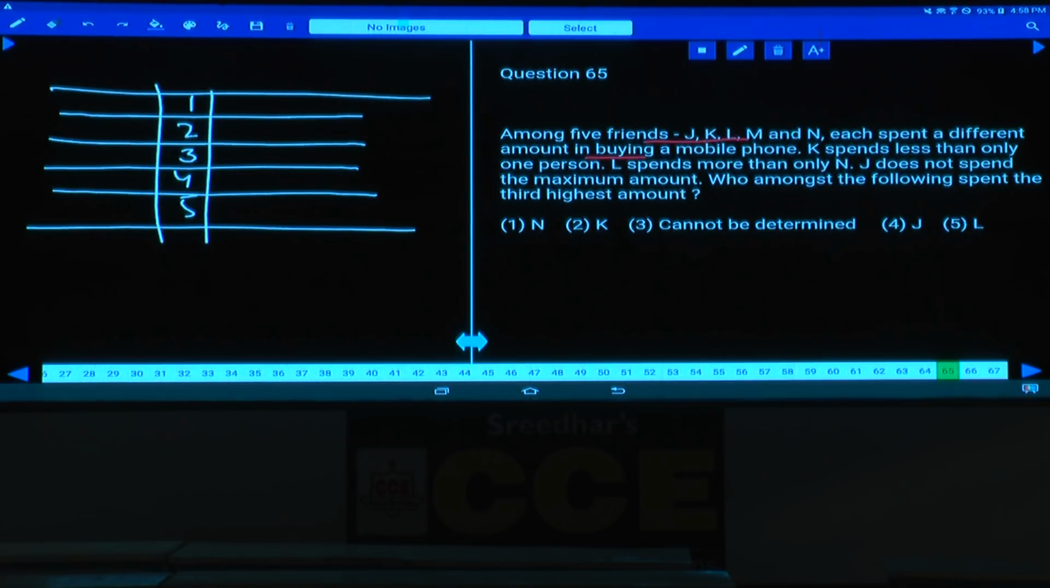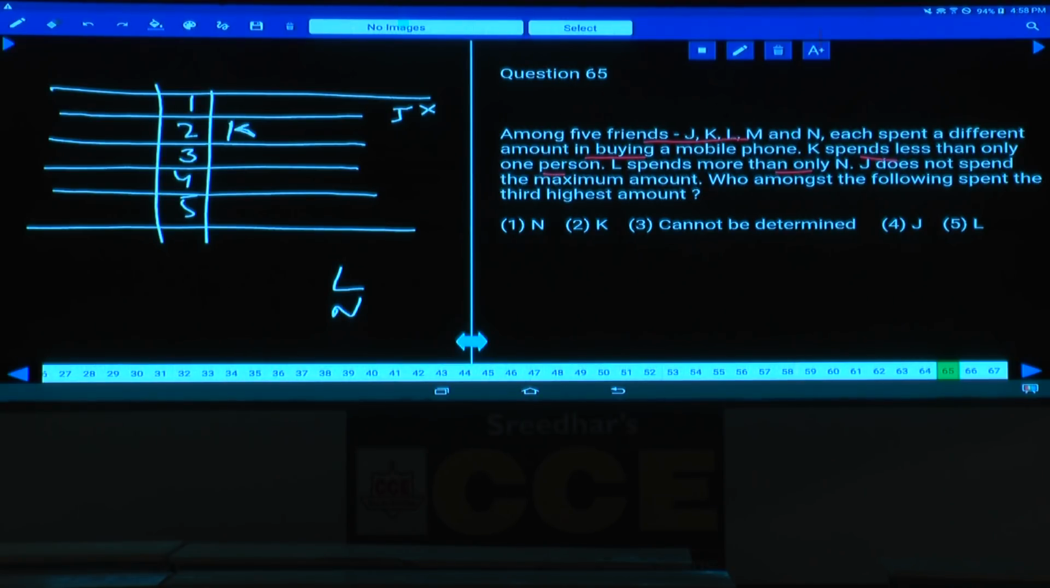What is the information here? K spends lesser than only 1 person. As K spends lesser than only 1 person, this K must be at the second place, because this person spent lesser than only the one who is the highest. L spends more than N, and J does not spend the maximum amount, so J cannot be here. L spends more than N.